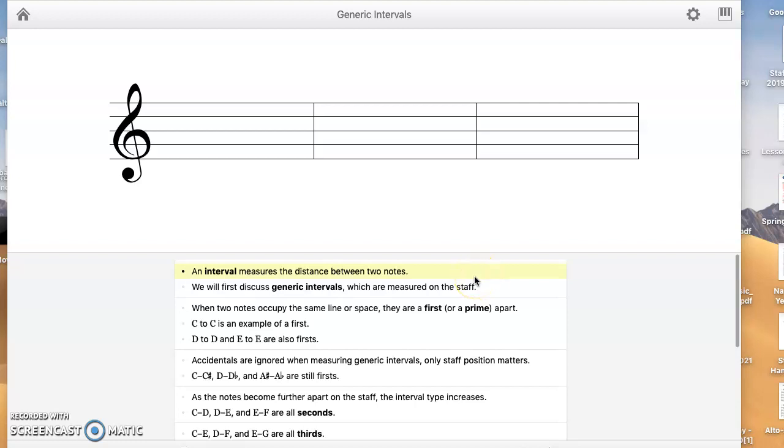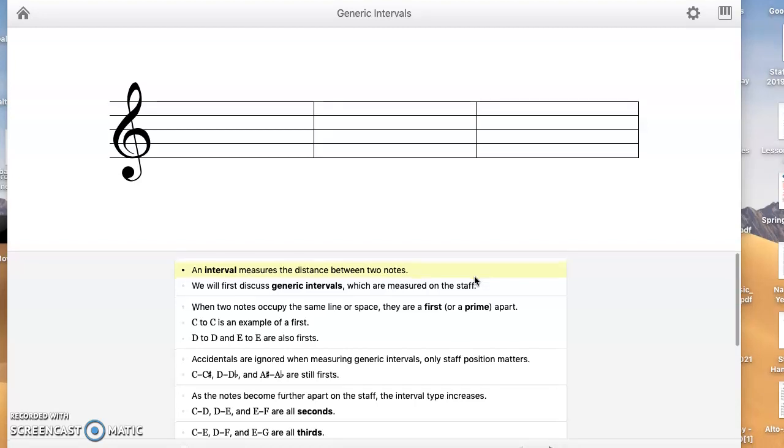So we're going to talk about generic intervals first of all. I'm going to read through this and hopefully explain a little bit more. A generic interval measures the distance between two notes. So we're talking about how many lines and spaces are between two notes. We will first discuss generic intervals. They're measured on the staff.